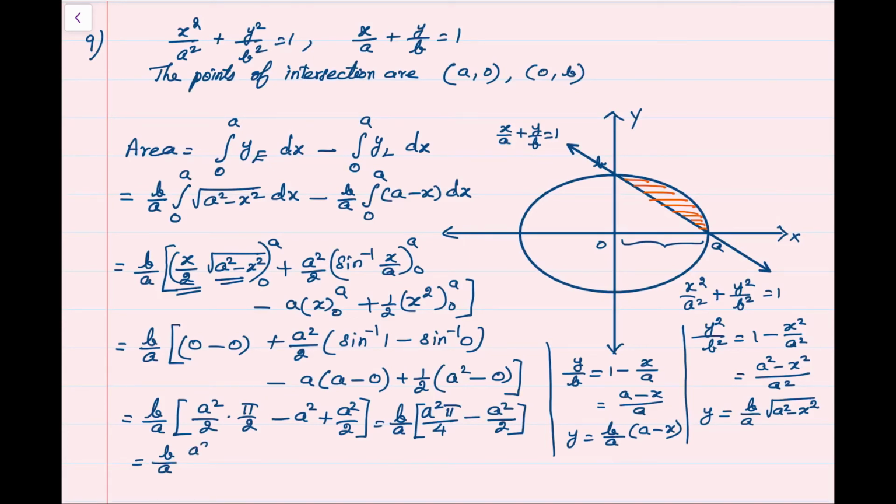a square divided by 2 is common. We get pi by 2 minus 1. Therefore, the answer is AB divided by 2 times pi by 2 minus 1 square units.